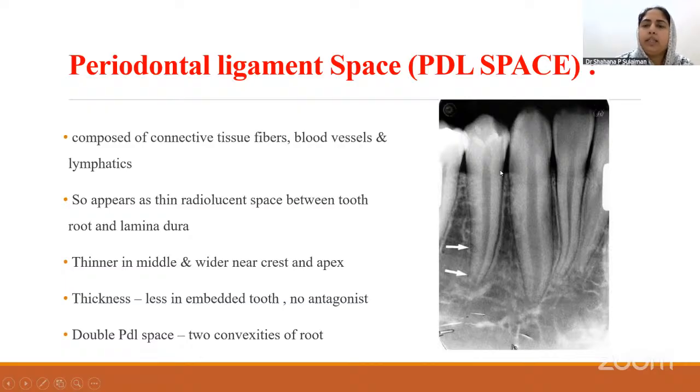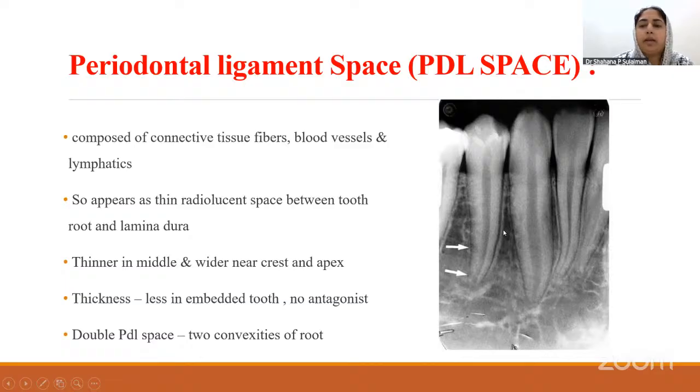Because it contains mostly connective tissue fibers, it appears more radiolucent. Now, according to theory, the periodontal ligament space appears thinner at the middle of the root and wider towards the crest and the apex. This is mainly because the middle of the root is thought to be the fulcrum of the tooth movement.